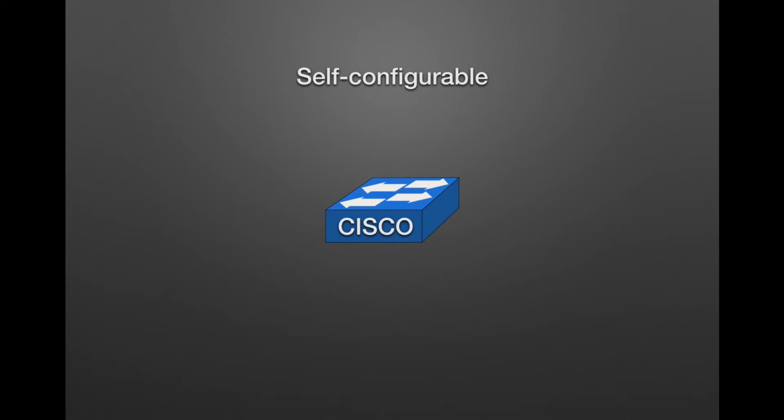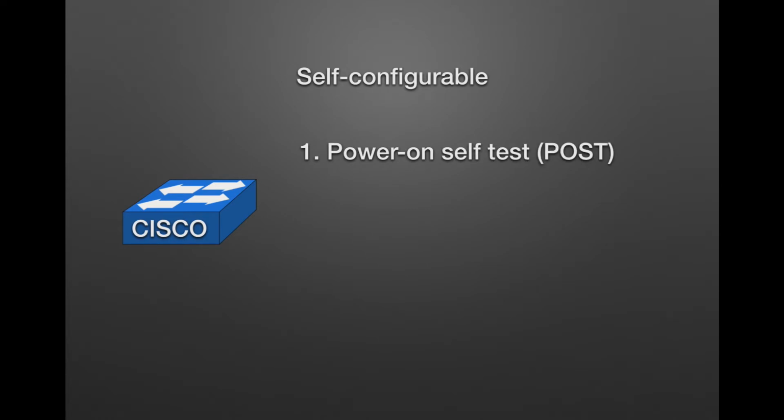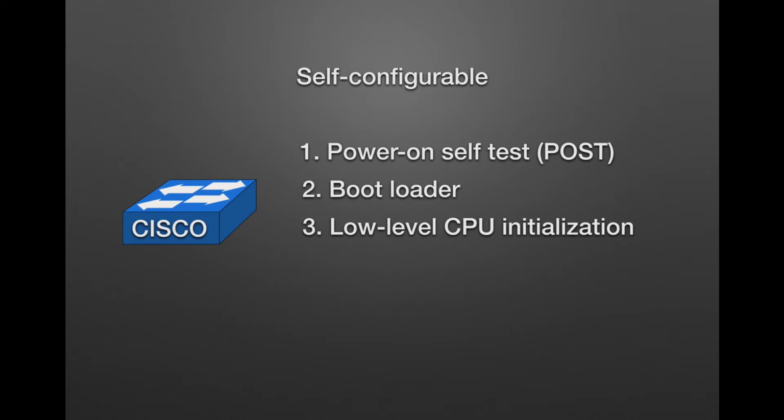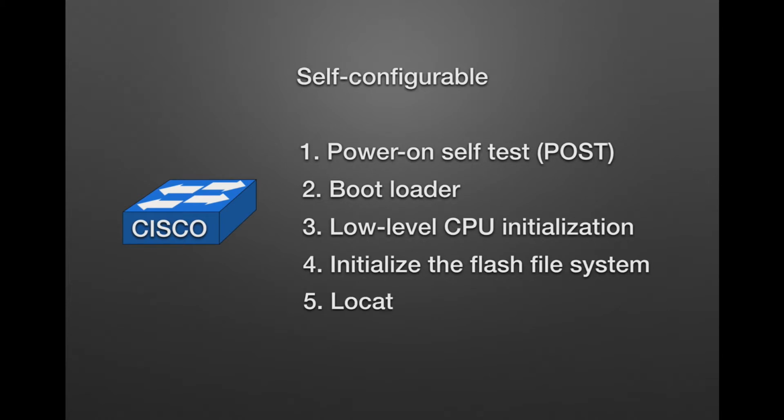When you connect a Cisco switch, different kinds of processes start. First, there is a power on self-test, or POST. Then there is a bootloader, which allows a low-level CPU initialization. It also initializes a flash file system, and finally, it locates and loads the operating system. So a bootloader is a very important part of the switch. A bootloader is a program that loads the operating system after making some self-tests.